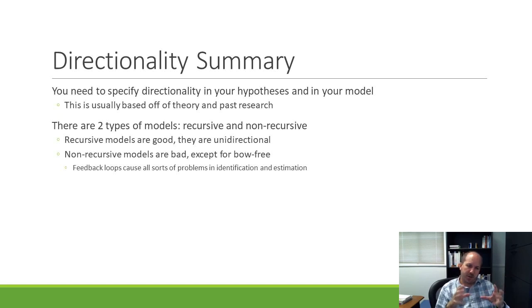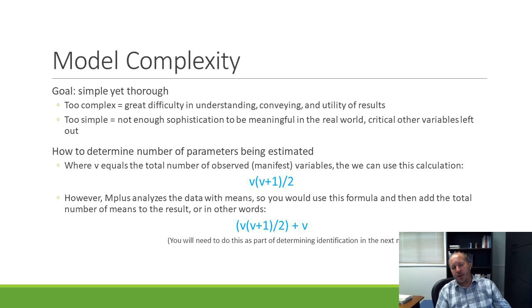...or identifying your model and huge issues with estimation. The next piece of model specification is model complexity. Our goal in drawing a model is always to have a thorough yet parsimonious model. So we want it to be simple yet meaningful, simple yet thorough. We run into issues with models when it is either too complex or too simple.